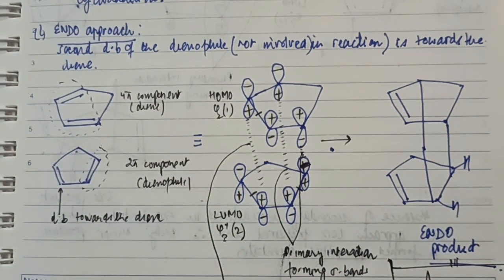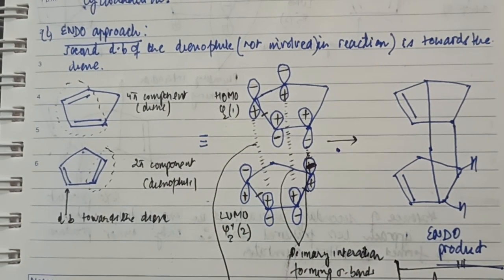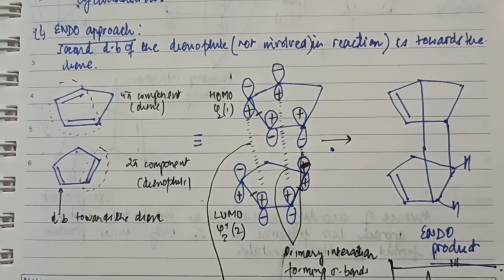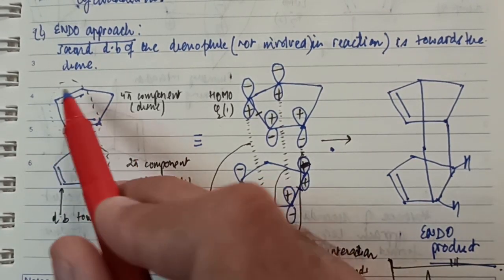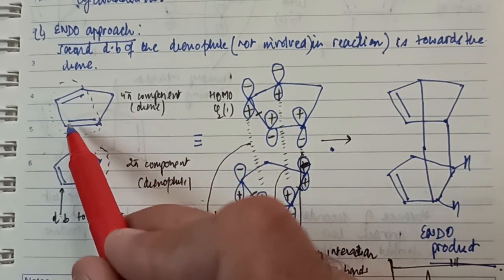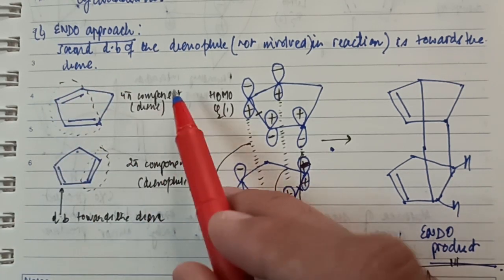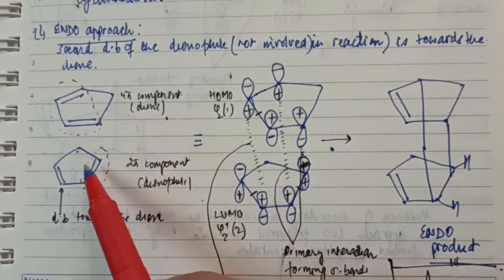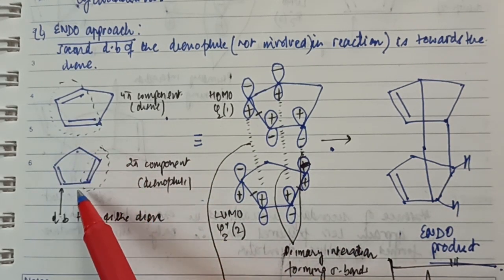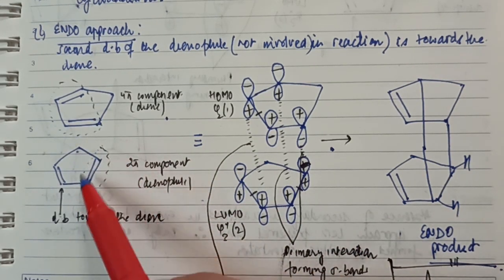Now how do we draw this? This is a tricky part. Not exactly tricky also, but you have to understand. One cyclopentadiene acting as a diene, that means both pi bonds are involved. So this is acting as a diene, let's say the upper one, the 4-pi component acting as a diene. The second double bond here should be acting as a dienophile. This is involved in the reaction.